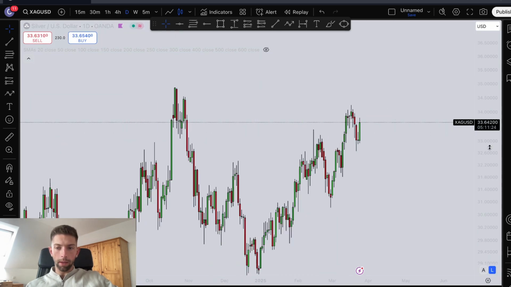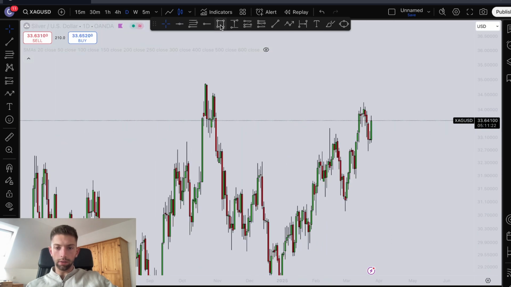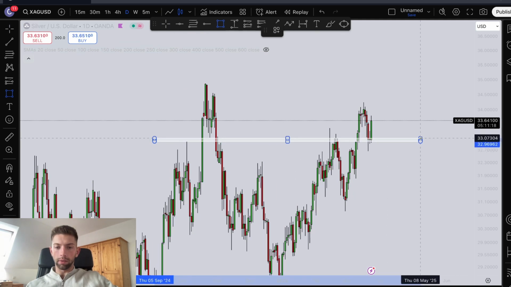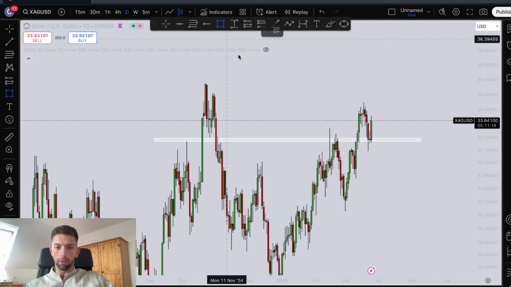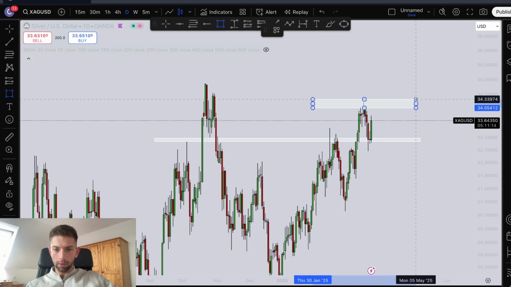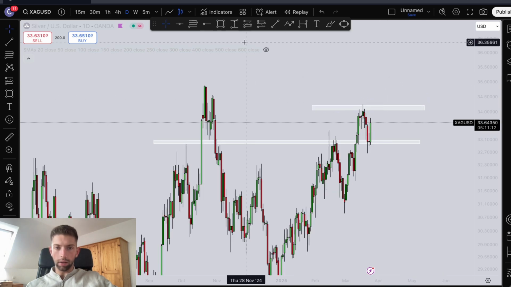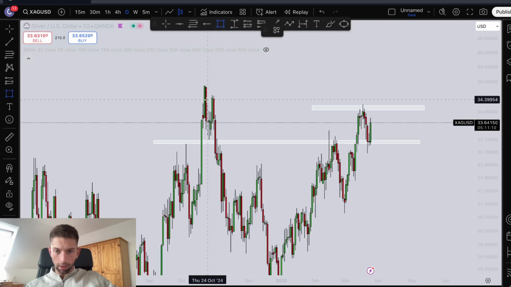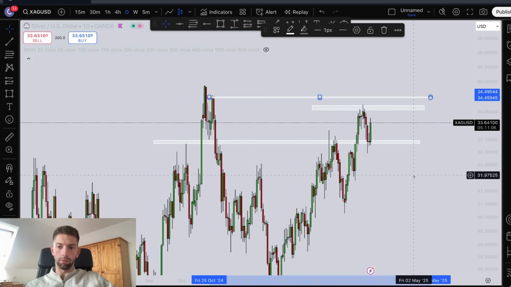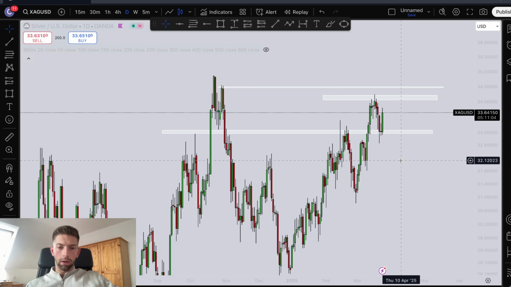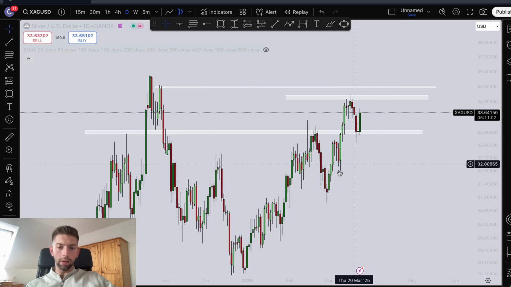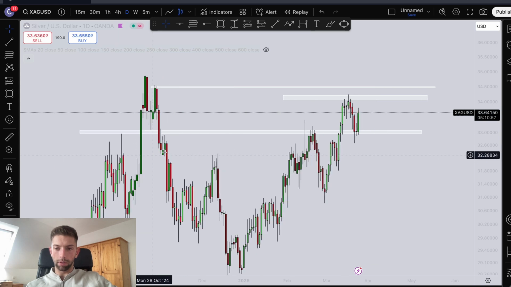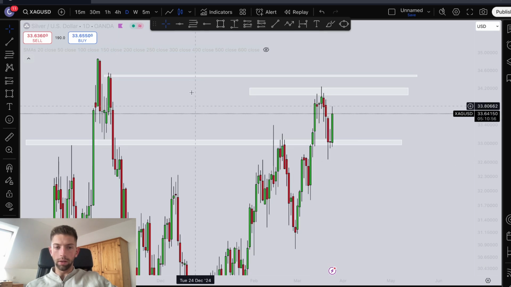H4, same thing. After seeing we are trending bullish, I'm going to mark out my key levels. One key level will be right here. The second key level will be right here as a target potential. And the third key level will be right here as a target too. If we start trading down there are other key levels, but I'm going to leave only these three marked out.